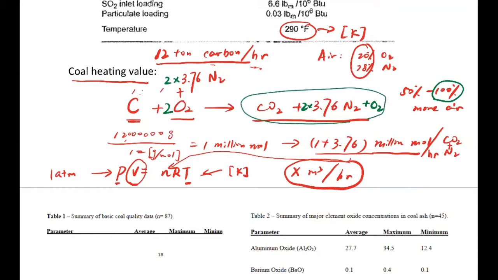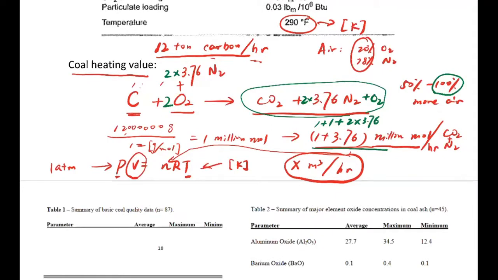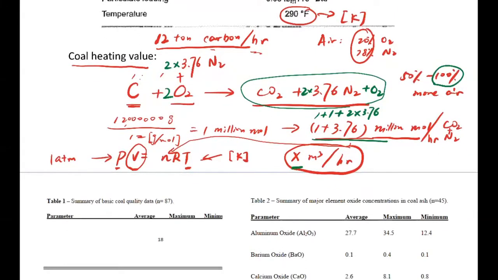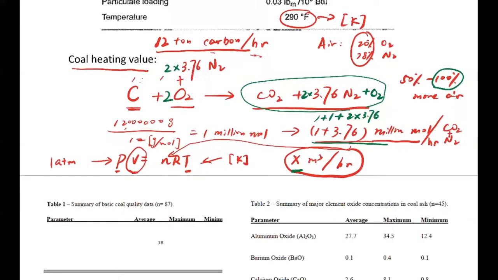So that's going to affect the number of moles of the flue gas molecules, flue gas species in here, because originally we have 1 plus 3.76. And now we have to deal with 1 plus 1 plus 2 multiplied by 3.76, okay? So the number of moles of the flue gas will change. And that will also change the flue gas flow rate, okay?